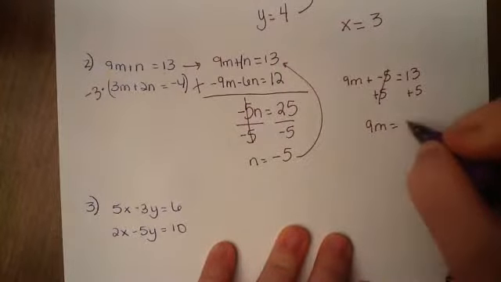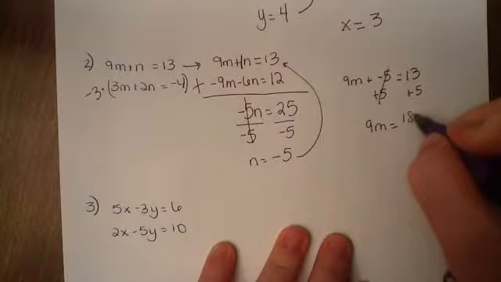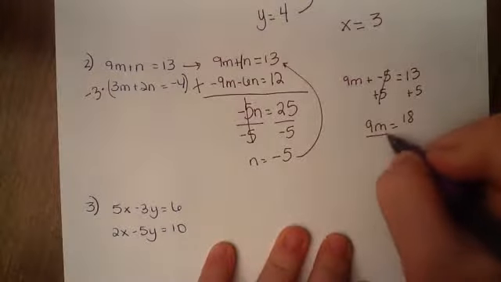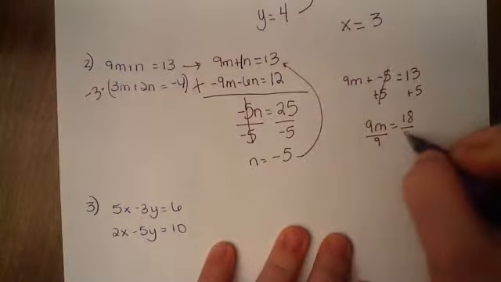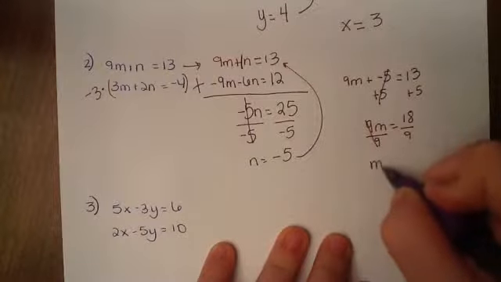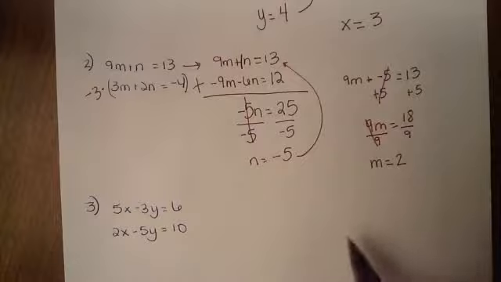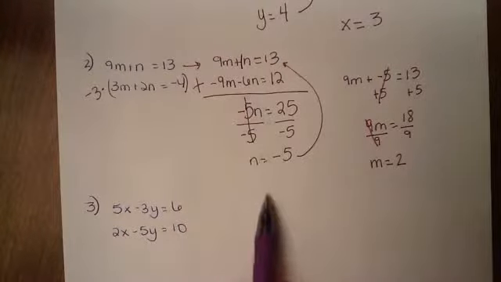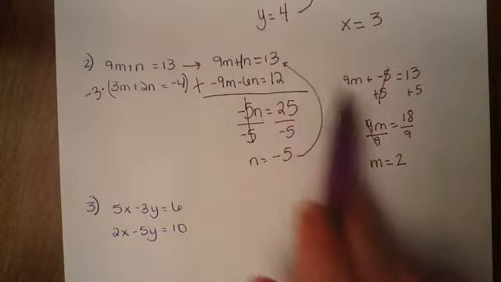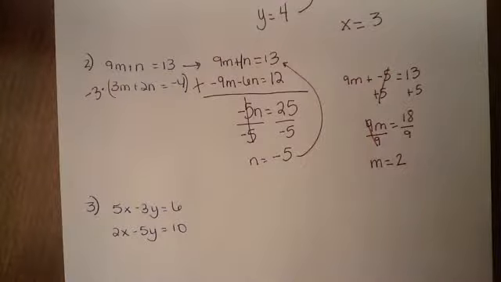9m equals 18. And lastly, divide by 9. M equals 2. Create your opposites, solve, plug it back in to find your solution.